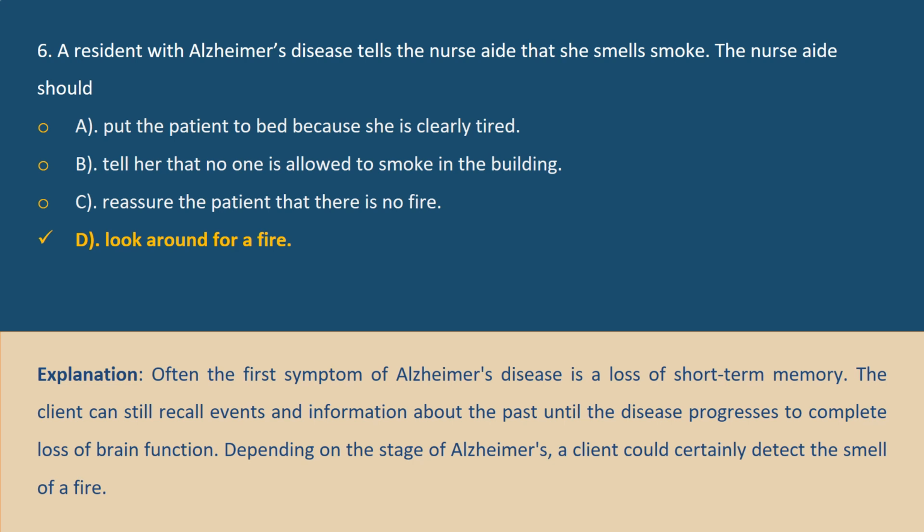Answer D. Look around for fire. Explanation. Often the first symptom of Alzheimer's disease is a loss of short-term memory. The client can still recall events and information about the past until the disease progresses to complete loss of brain function. Depending on the stage of Alzheimer's, a client could certainly detect the smell of a fire.